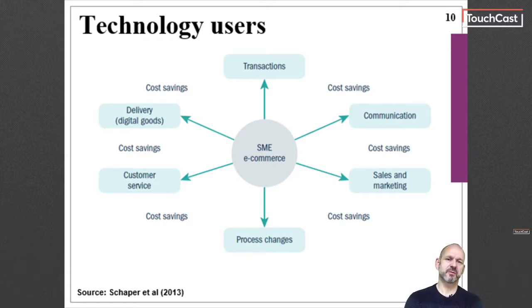However, technology is still often viewed mainly as a cost-saving tool, and this model highlights the importance of technology in terms of how it can reduce costs for the business. And these costs can be reduced in the key areas of communication, sales and marketing, process, customer service, delivery, or transactions.